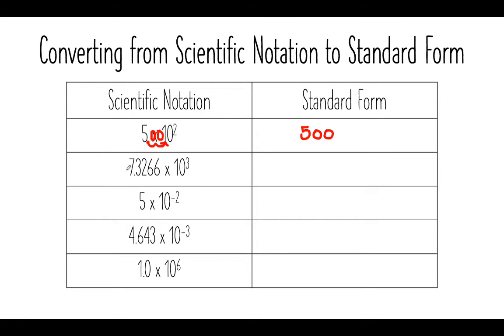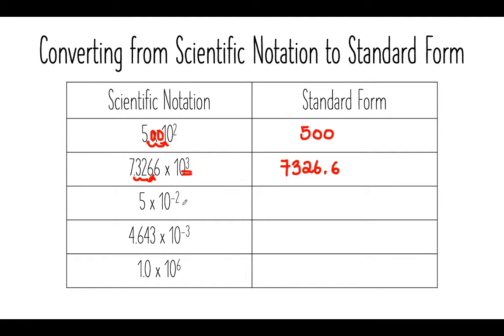Now let's take a look at this example. 7.3266 times 10 to the 3. Again, same thing here, except in this case, there's not zeros after the decimal place, but other numbers. And that's totally fine. We can use the same rule. So I'm using this decimal place and moving it 3 spaces to the right. And this decimal is going to go between the 2 sixes. And I moved it 3 spots because there's 10 to the power of 3. So now in standard form, this number is 7326.6, and I don't have to write the 10 to the exponent.